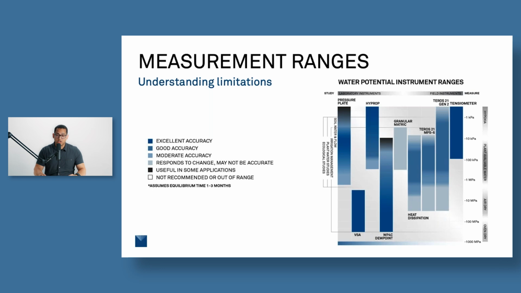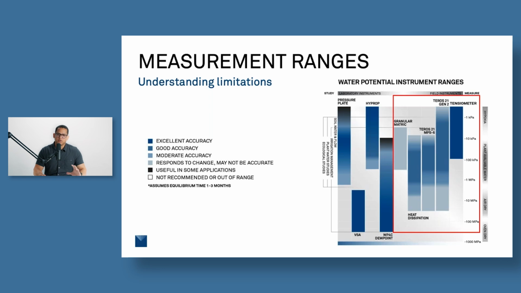Now, there are some things that are going to cover the ranges that we typically care about, which is typically the plant available range of water. But there are situations where we need more than that, or we need more accuracy. So there are limitations still, even with today's technology, when it comes to measuring water potential, but we're continuing to make improvements there.